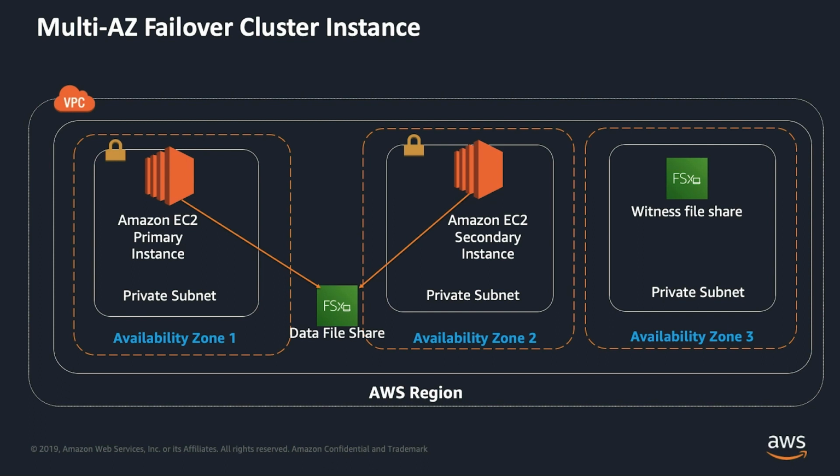So let's dive into more detail on what multi-AZ failover cluster instances look like. This is a typical architecture for your failover cluster instances, where you have an EC2 primary instance sitting in AZ1 and a secondary instance sitting in AZ2. This is all within a single AWS region, and you will have the witness file share sitting in AZ3, and you will have FSx, which is the file share service for Windows workloads.